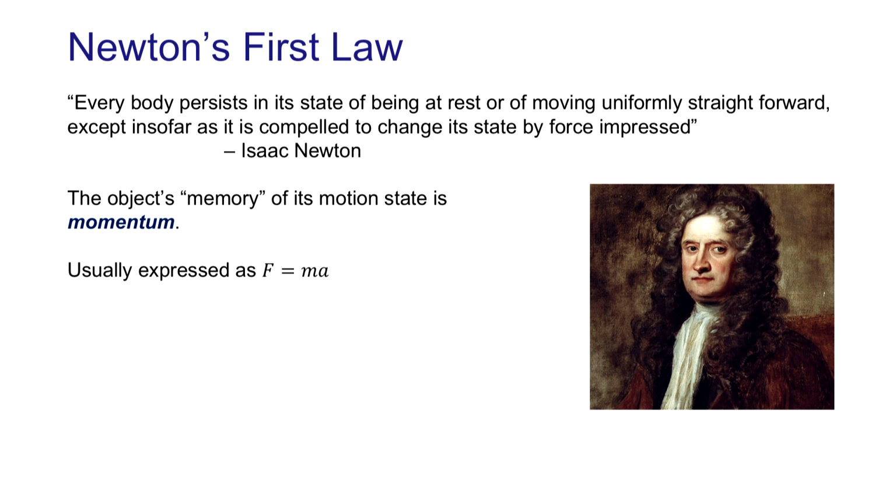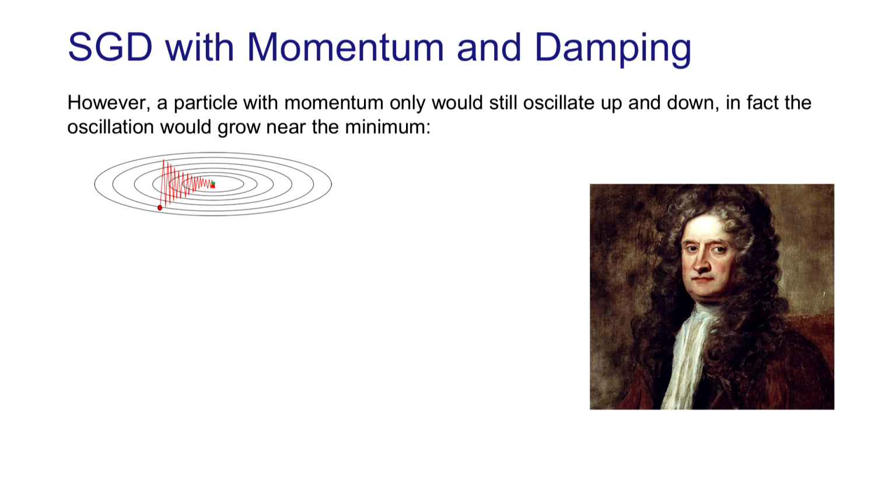So this time we're going to use Newton's first law from physics, which is that bodies in motion tend to stay in motion. So if you like, objects have memory of motion. And it can be expressed quantitatively as force equals mass times acceleration. So in the context of SGD, the method that we use is typically called SGD with momentum, but the actually more important part is that it's SGD with momentum and damping. So there's a damping force introduced.